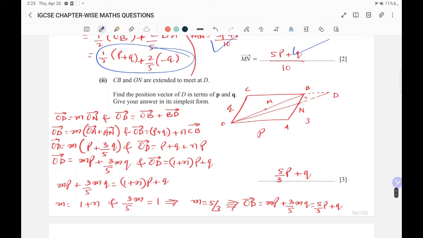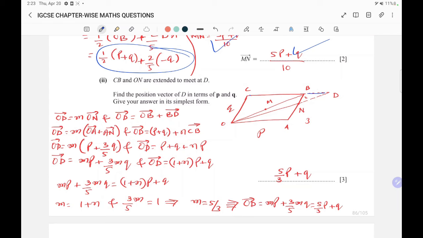Now CB and ON. So this is my CB. CB extended, and ON extended. It meets somewhere at D. Find the position vector of D. I mean OD we need to find in terms of P and Q.